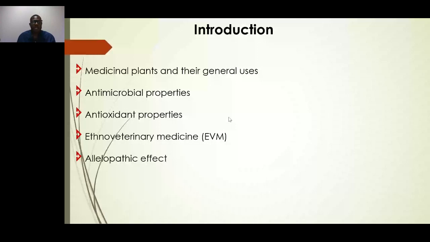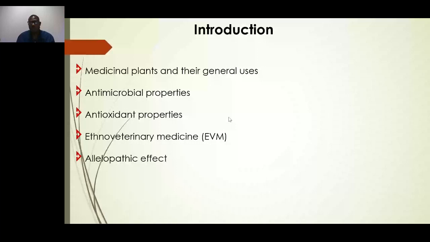I think it's necessary for me to start with the background of medicinal plants and their general uses. Medicinal plants have a long history of being used in ancient Egypt, China, India, Sri Lanka, and some parts of Europe, and they have been used for different ailments. Medicinal plant parts such as the fruit, the leaf, and the root have been used and reported so far, and it has had success in this regard.